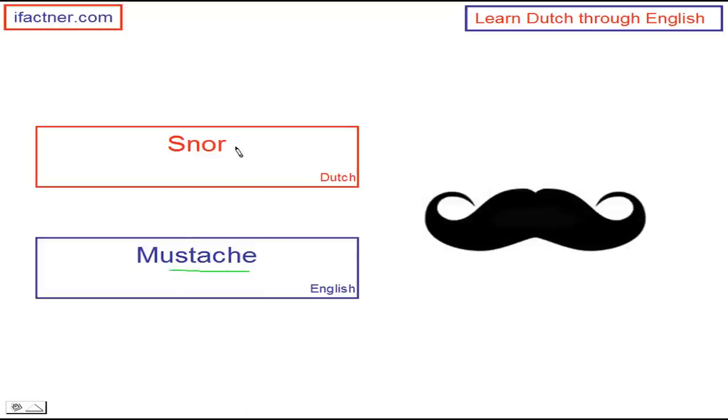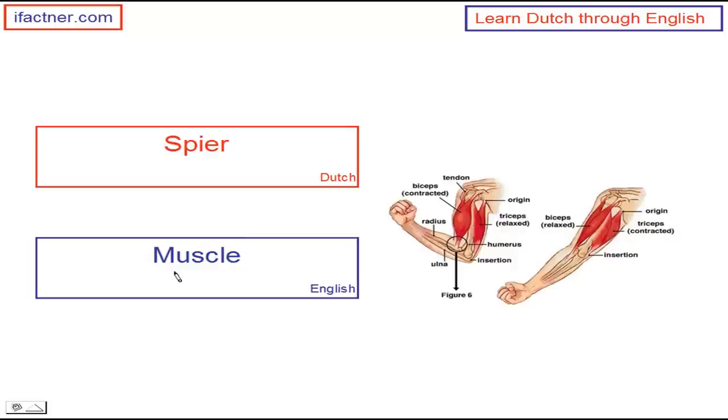Mustache is called snor. S, N, O, R, snor. Muscle, spier. S, P, I, E, R, spier.